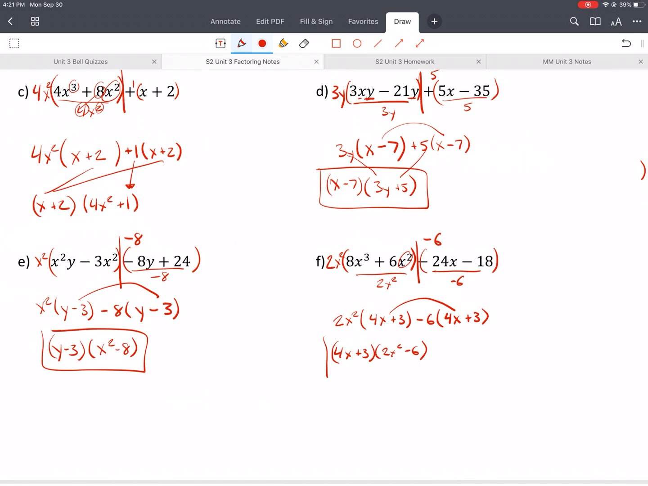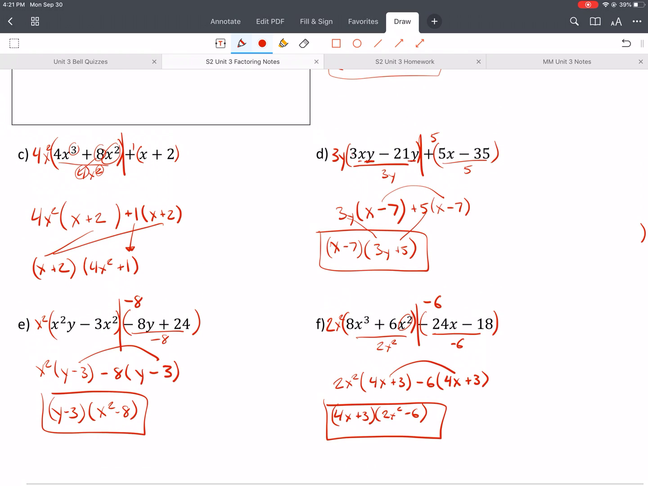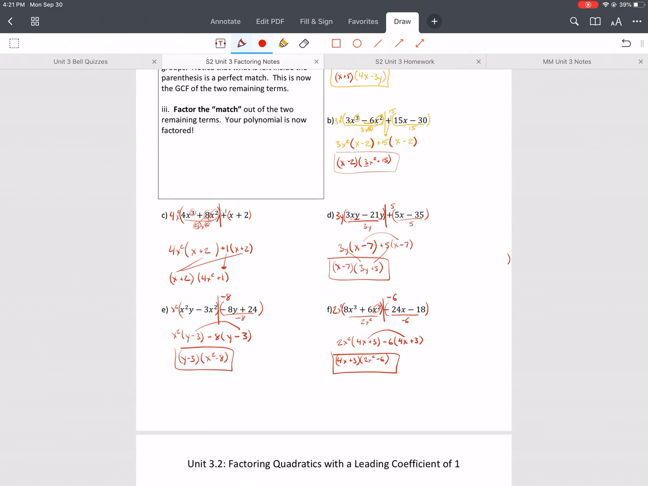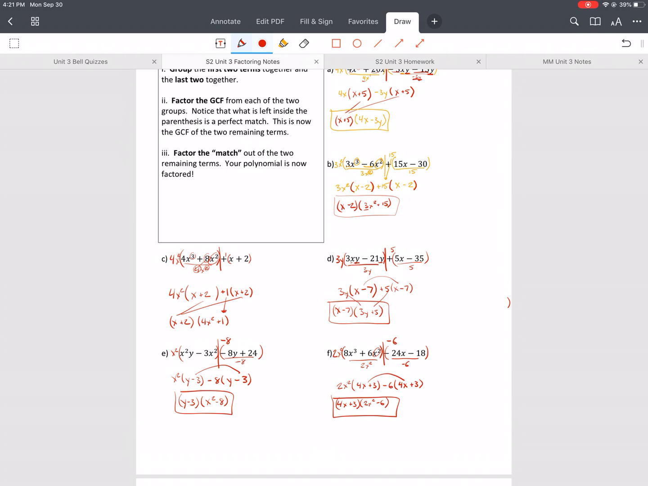Okay, so that is grouping, and that's everything we've got for unit 3.1. If you have any questions, let me know.